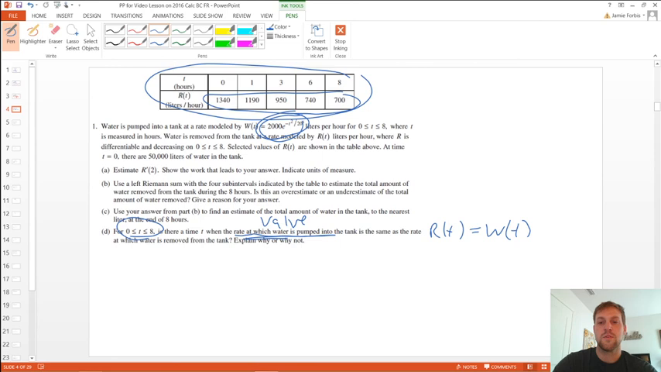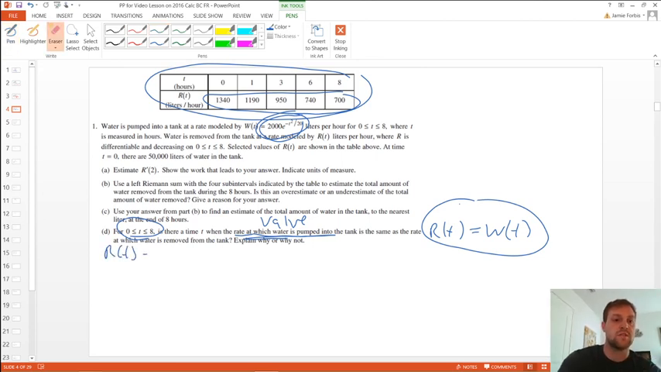Because we're talking about two functions here, this is another way of saying, is there a point where R of t, well, a better way of saying that is my rate in minus my rate out. My rate in is W of t. So I'm going to say, is W of t minus R of t equal to 0?